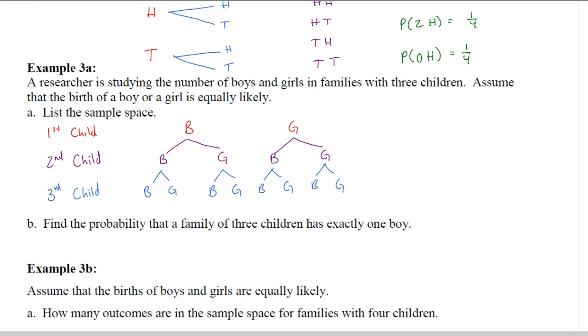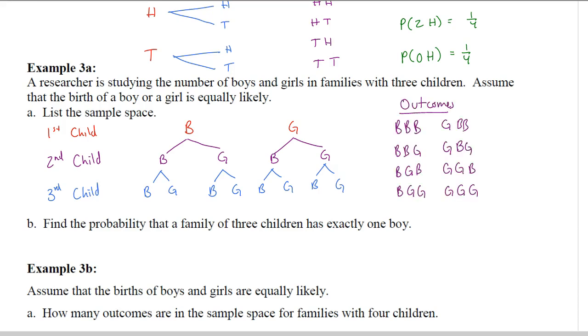So to list these possible outcomes, we would read them by the branches. So again, boy, boy, boy; boy, boy, girl; boy, girl, boy; boy, girl, girl; girl, boy, boy; girl, boy, girl; girl, girl, boy; and girl, girl, girl, which are all listed over here.